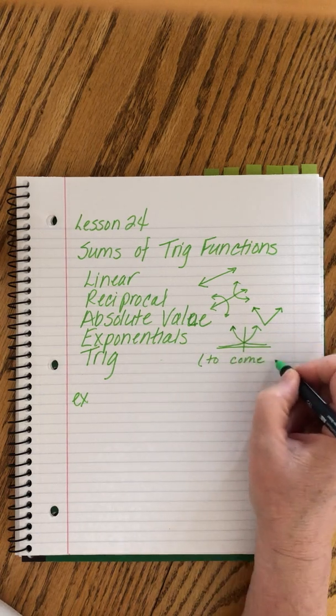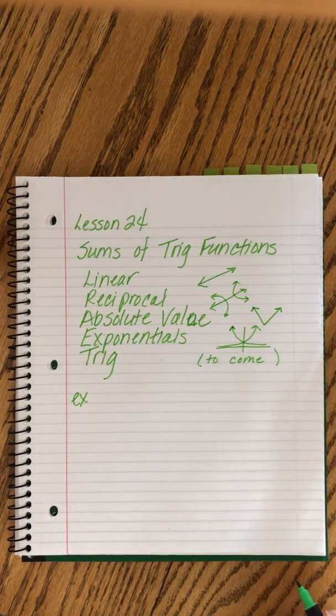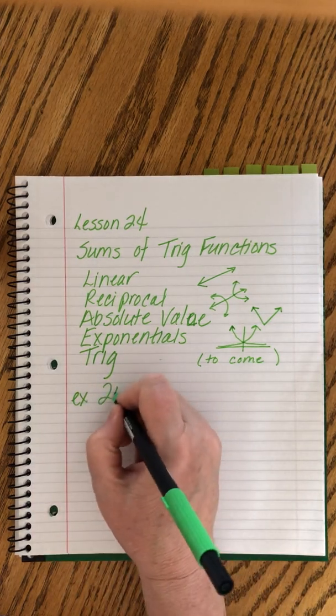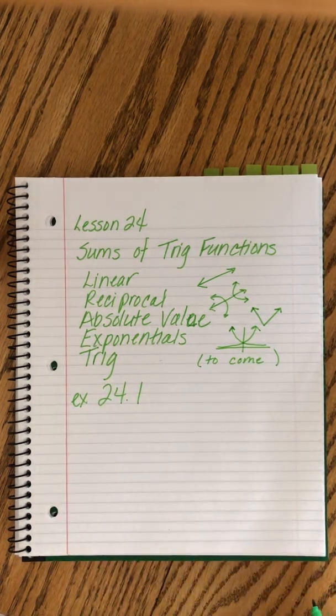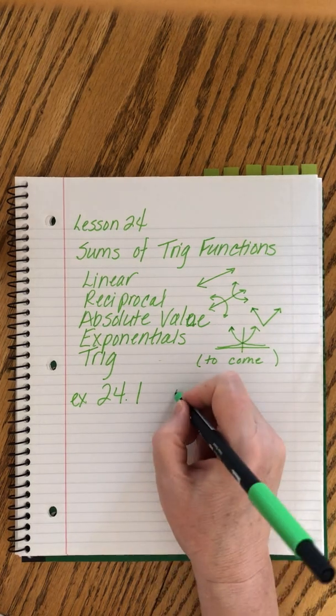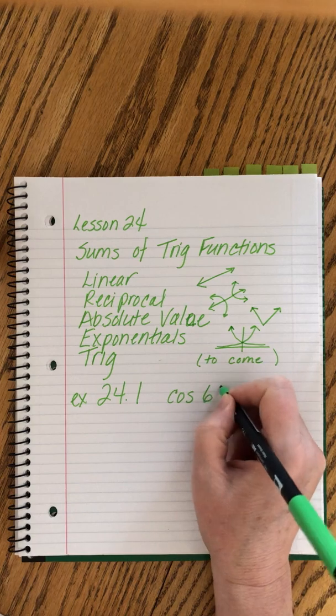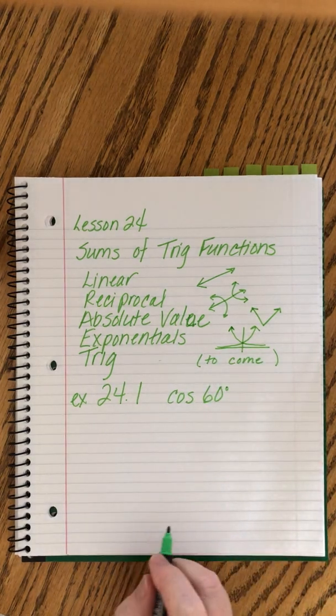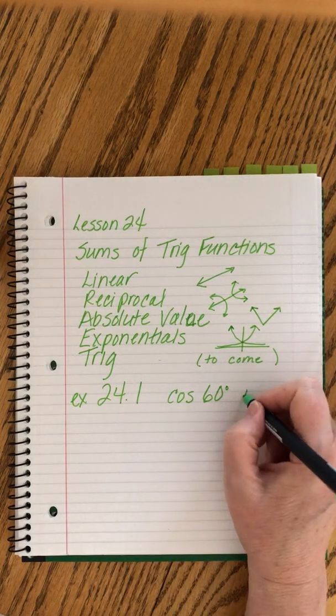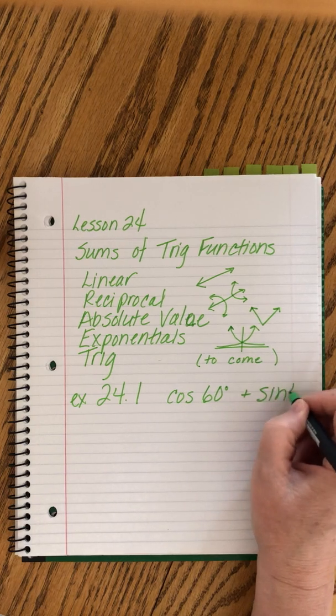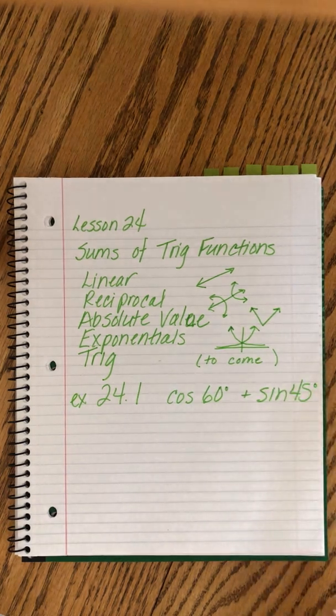This is to come. I think it's right around Thanksgiving that we'll break into these. So it's coming soon. 24.1. This is the kind of problem that we're going to do today. It says evaluate cosine of 60 degrees plus the sine of 45 degrees.